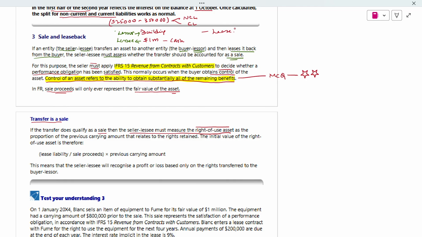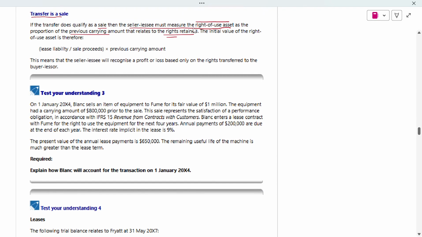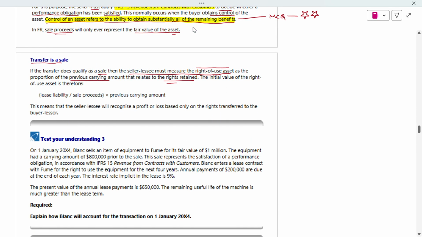The right of use of asset is measured as the proportion of the previous carrying amount that relates to the rights retained. Again, this is a little bit more advanced. After question number 3, I will stop, otherwise it will be overloaded. If it is not a sale, it means it is a right of use of asset. You are giving an asset to somebody else. You are not selling. It is not a sale.